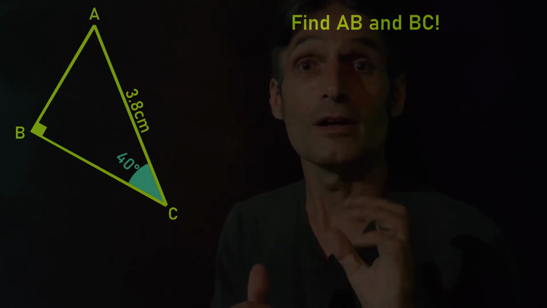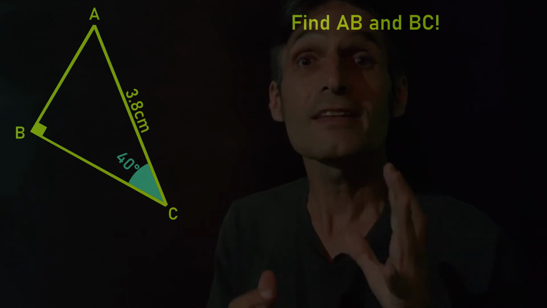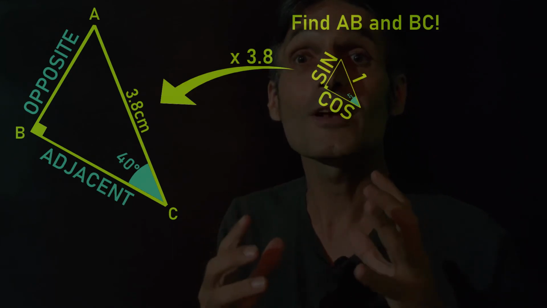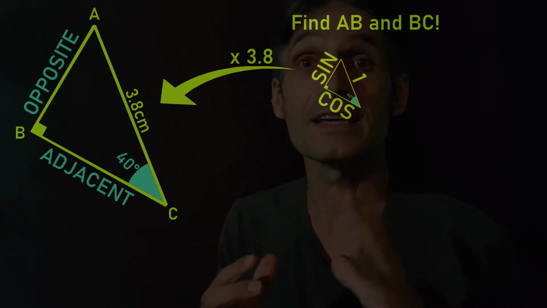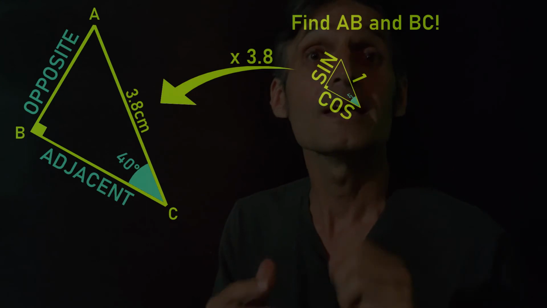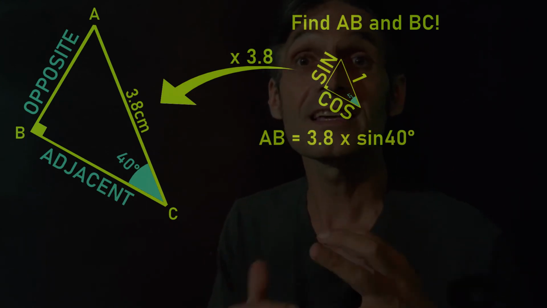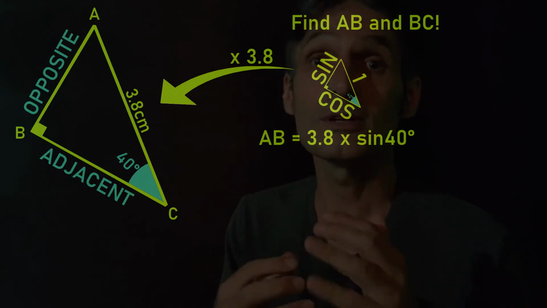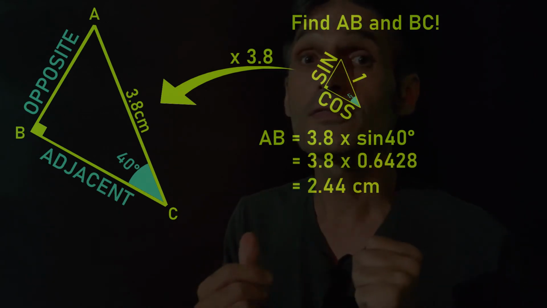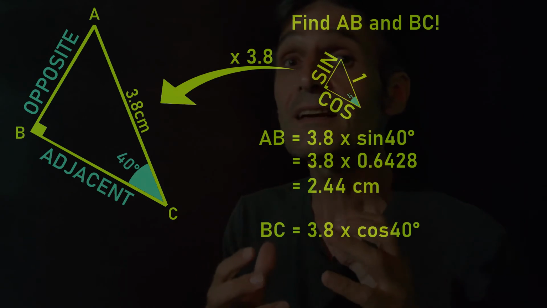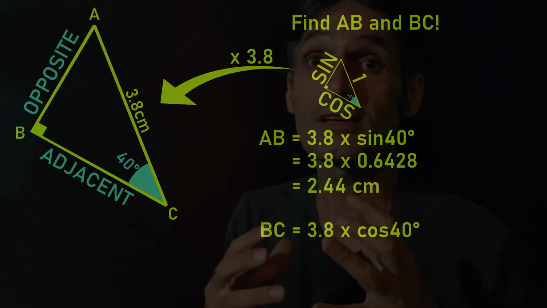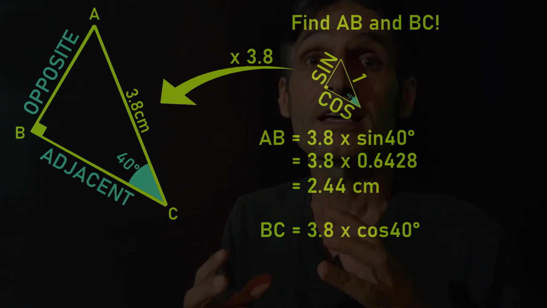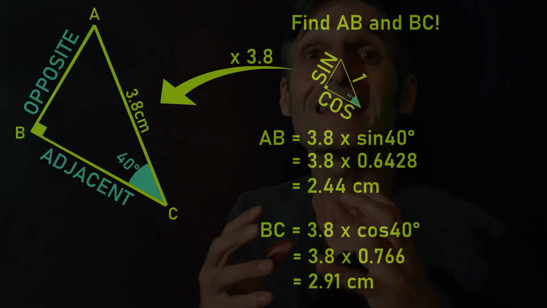On a unit triangle, the hypotenuse is 1, but here the hypotenuse is 3.8. It means that this triangle is 3.8 times bigger. Everything is 3.8 times bigger. So AB, the opposite side, is 3.8 times sine 40. Using a calculator, you must have found 2.44. BC, the adjacent side, is 3.8 times cosine 40. So here it makes 2.91.